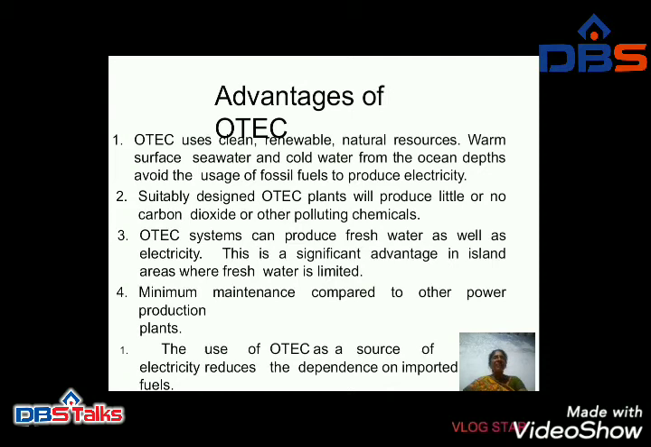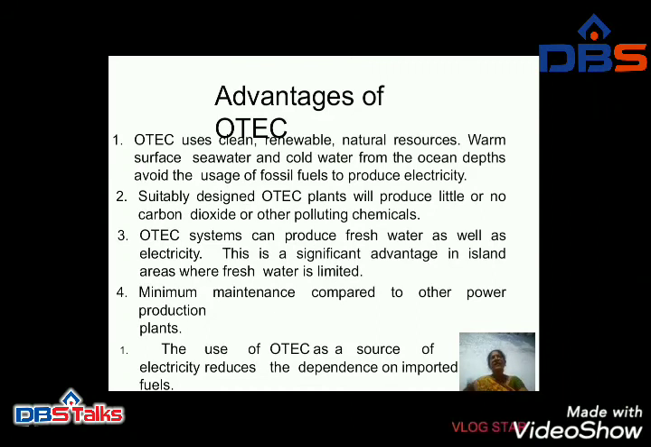It has the significant potential to provide clean, cost effective electricity for the future, and food and aquaculture products can be cultivated in this discharge water, and it is eco-friendly, and this helps in mining, and it is especially beneficial for small islands as they can become self sufficient. So this OTC has minimum maintenance compared to the other power production.